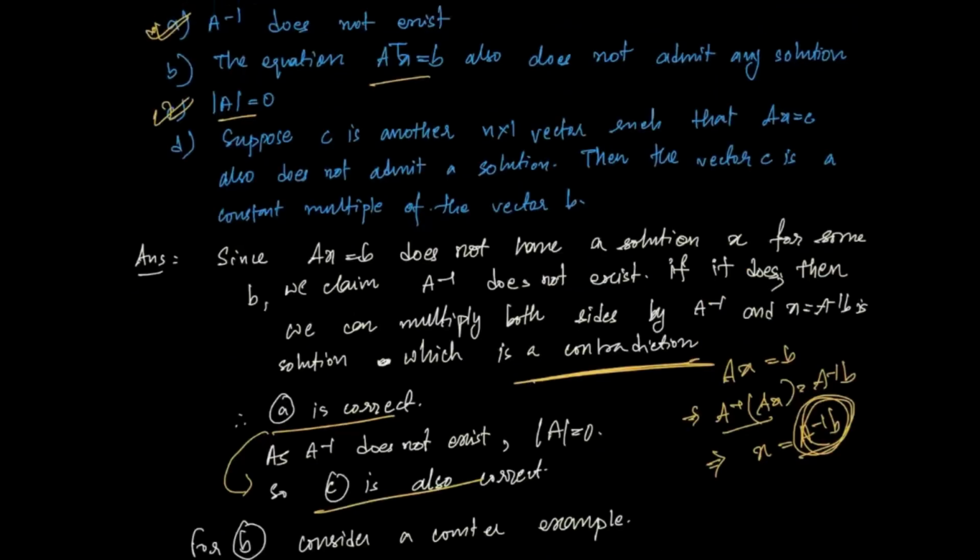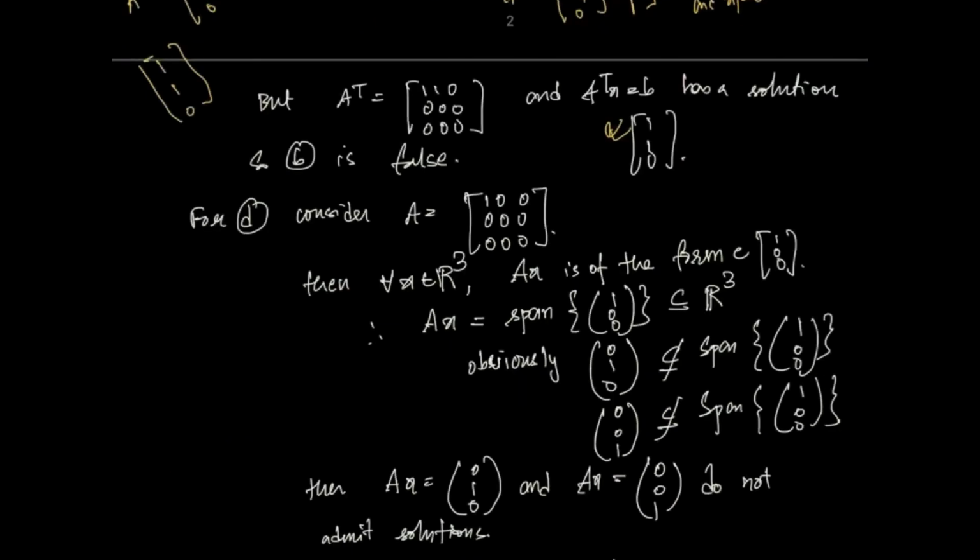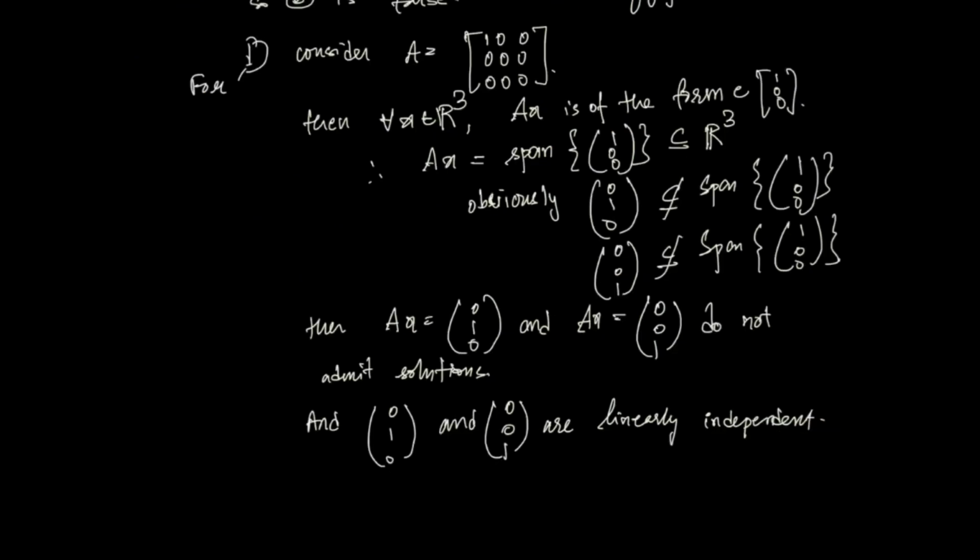Finally for D, let's look at D. D says that if C is another vector for which Ax equal to C does not have a solution, then C has to be a constant multiple of B. What this actually means is that B and C are linearly dependent. It claims that if Ax equal to B and Ax equal to C do not have solutions, then B and C must be linearly dependent. But it may not be the case. And how do you understand that? I'll just give an idea.